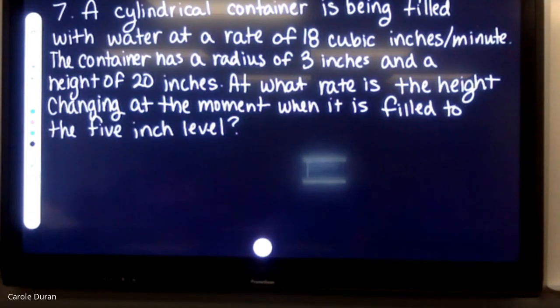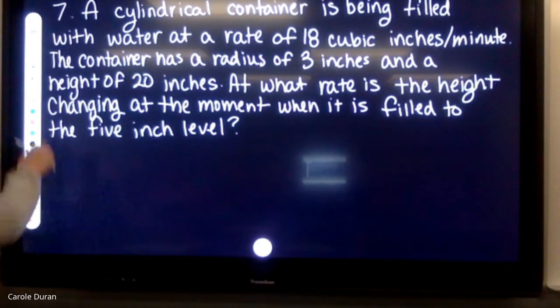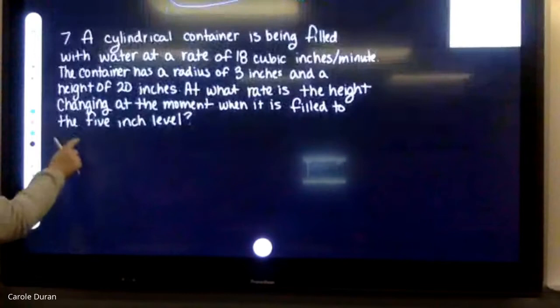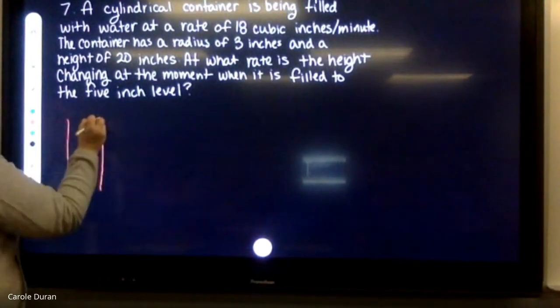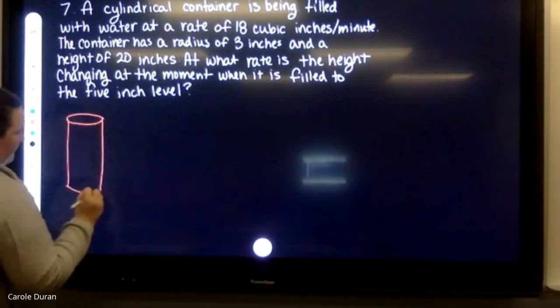I'm going to draw a picture, because there's going to be a lot of variable stuff happening here, and I'm going to want to know what this container looks like. So I'm going to draw a cylindrical container, which is a cylinder that has a top and a bottom.